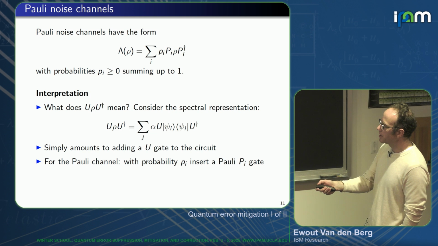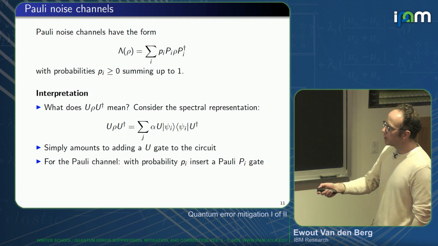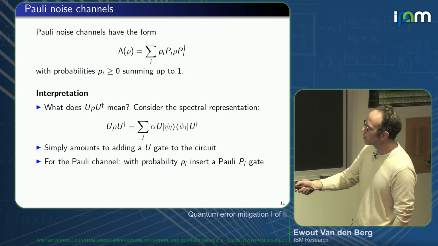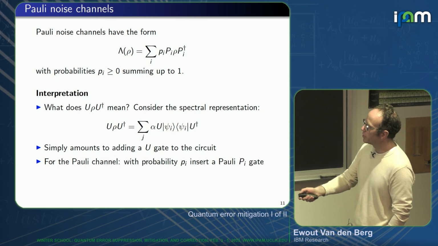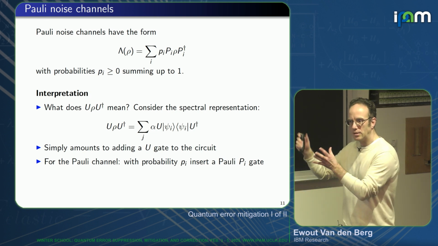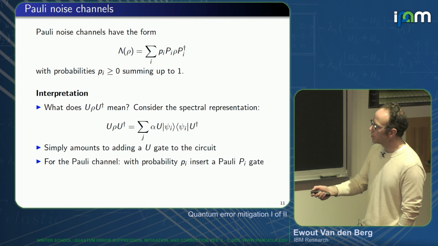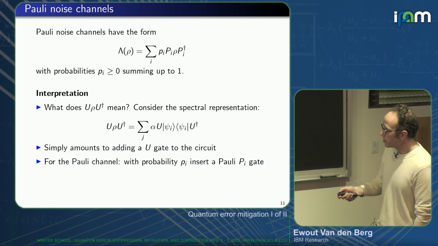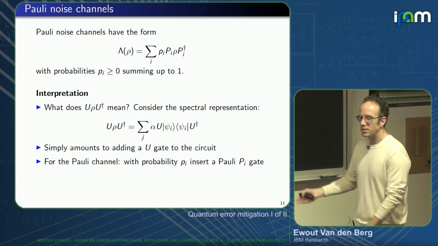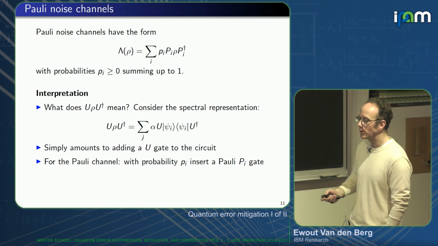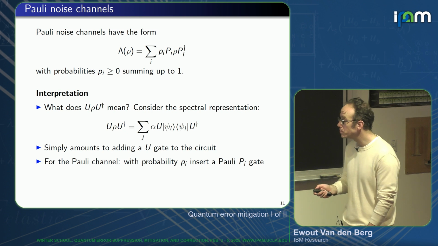So here, as I mentioned, U dagger just means apply the gate. So you can see it more clearly from the spectral representation if you're not used to density matrices. Here you just apply U to the state, and here's just the adjoint of this. Right? So that's your new density matrix. So for the Pauli channel, you could see it as just with some probability, you take a sample and you say, I'm going to apply this Pauli gate to the state at random.